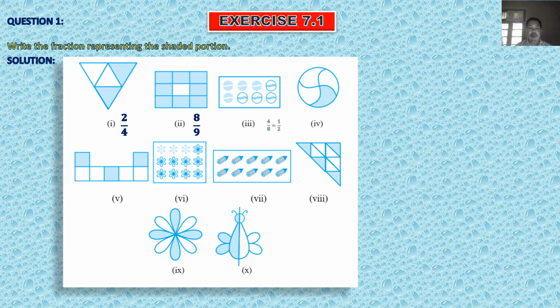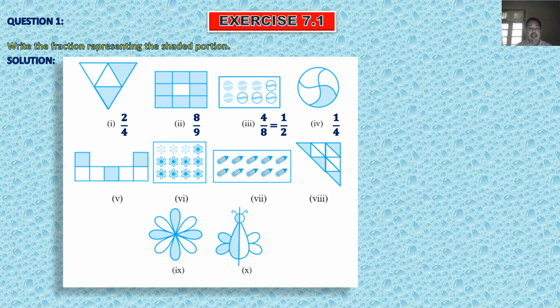And next, in 3, we have 4 shaded out of 8, isn't it? So 4 by 8, and 4 by 8 can also be written as 1 by 2. Okay, clear. And next, Roman number 4, the whole part is divided into 4 equal parts and 1 is shaded. That means the shaded portion will represent the fraction 1 by 4.